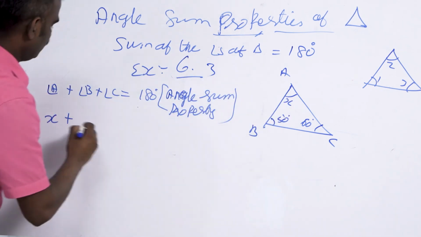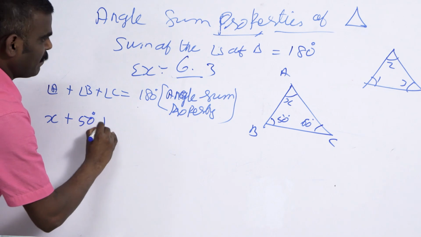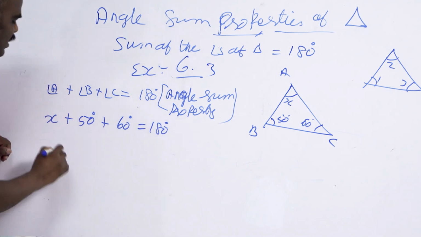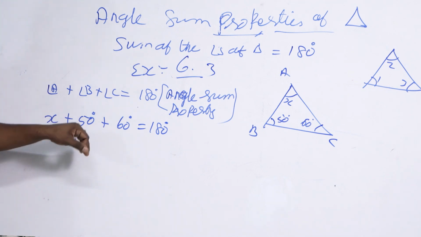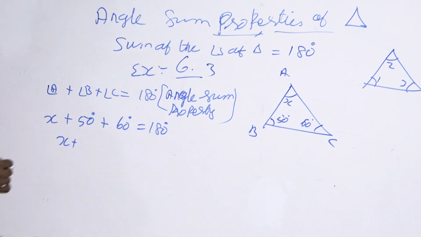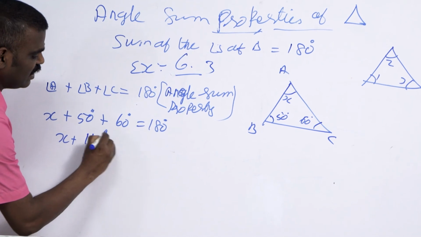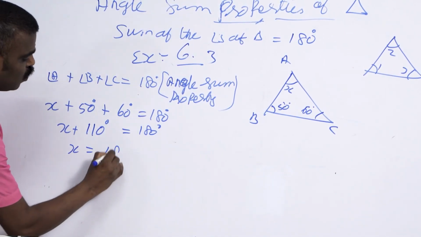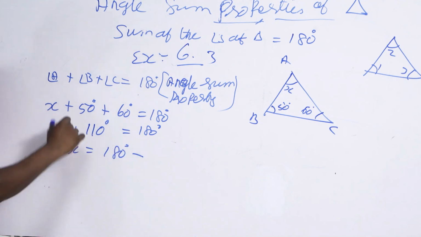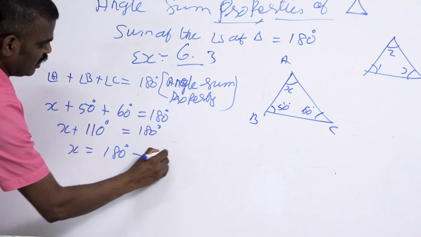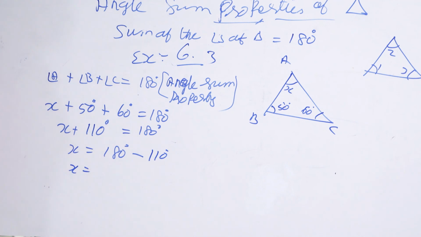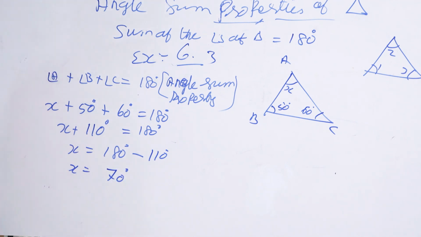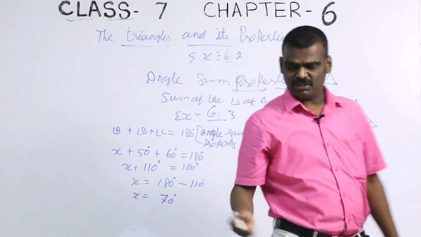Angle B is how much? 50 degrees. Angle C is 60 degrees. The sum is equal to 180 degrees. So x plus 50 plus 60, how much? 50 plus 60 is 110 degrees, equal to 180 degrees. So x equals 180 minus 110, taking 110 to the other side. So x equals how many? 180 minus 110 is 70 degrees. Okay, children.